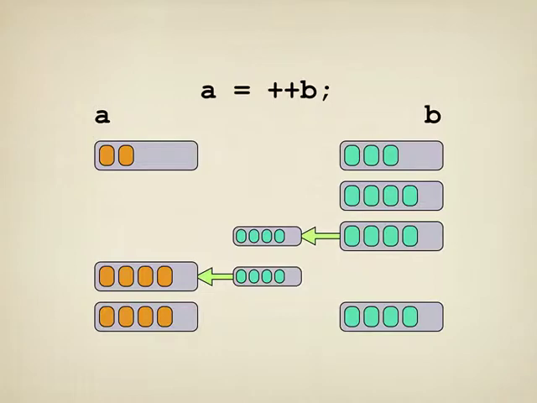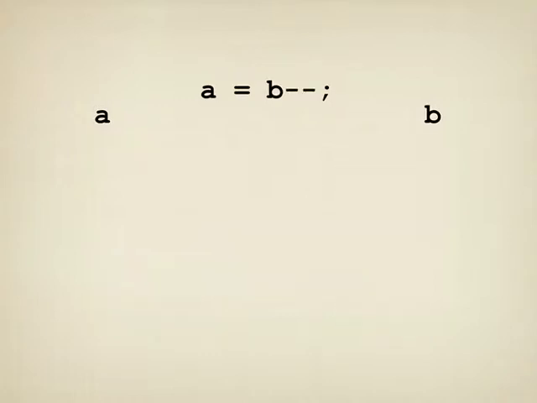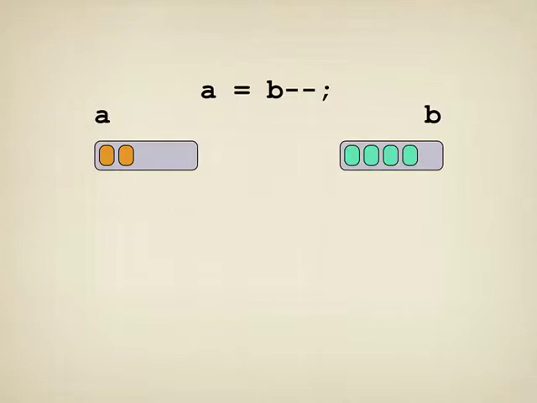All right, let's take a look at the same thing, but we're going to use minus minus. In this case, I'll start with a having a value 2 and b having a value of 4, just so I have a bigger number to play with. Now we remember minus minus is coming after the b. So we do everything we're going to do, and then when we're all finished, we mop up by subtracting 1 from b. So what has to be done here?